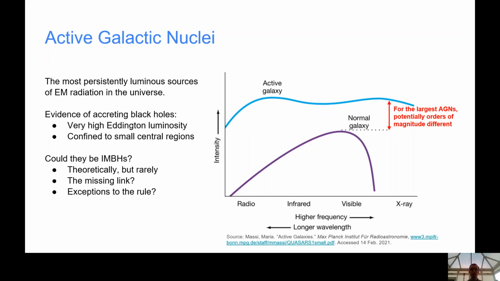Furthermore, they are observed to be confined to small central regions of their host galaxies, and as such cannot be built up from smaller, less luminous events. But could they be intermediate mass black holes? Frustratingly, the answer to that is the rather unsatisfactory maybe. Modelling these AGNs certainly allows for the possibility of an intermediate mass black hole core, but the fact remains that despite a number of promising candidates, there are no confirmed intermediate mass cases.